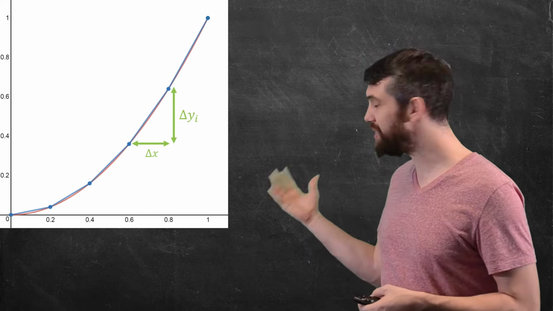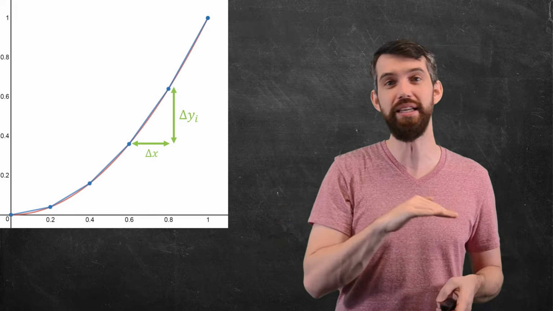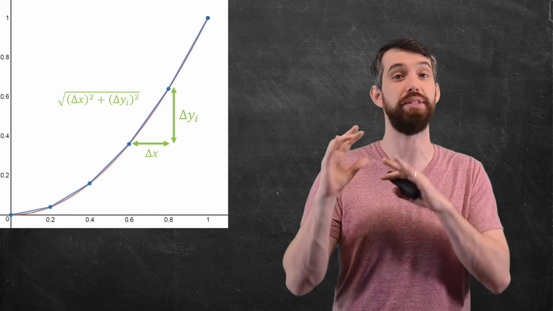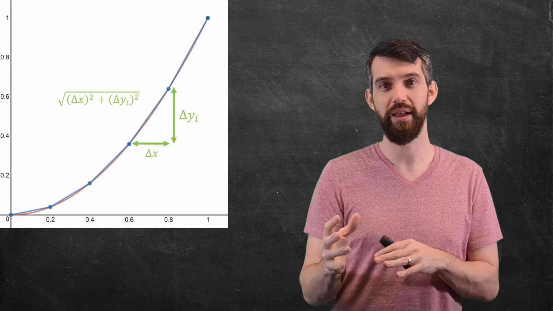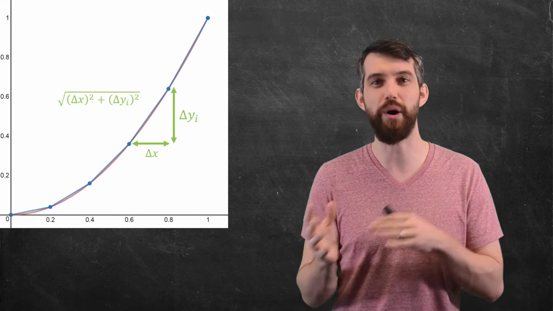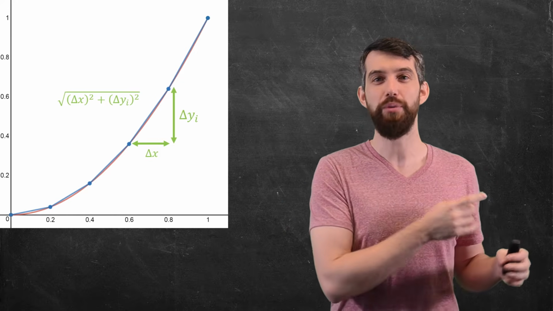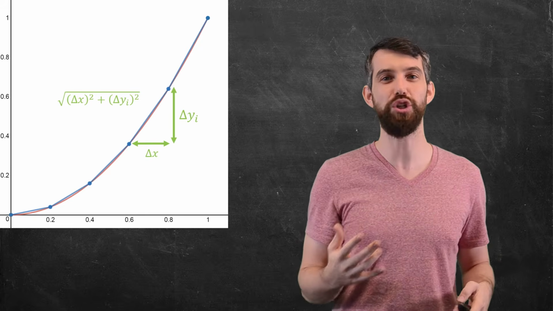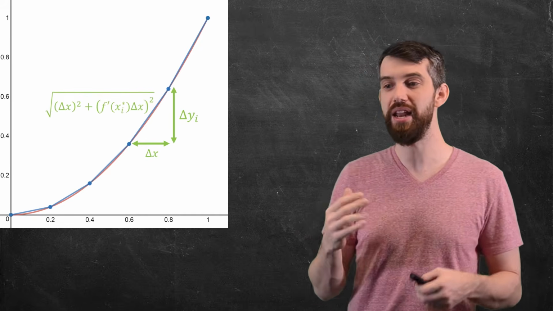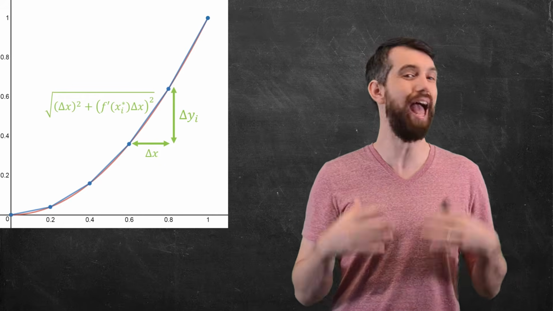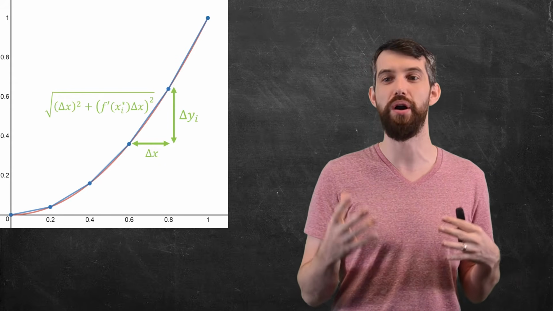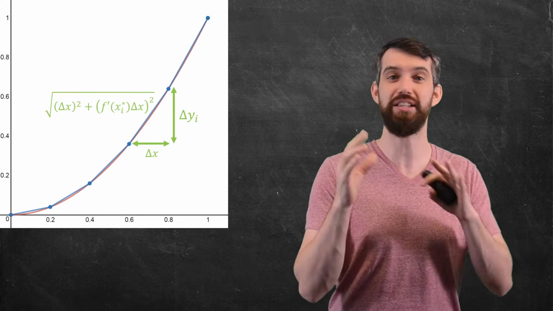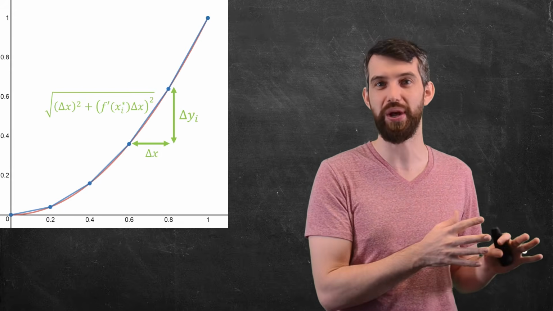Then you could use Pythagoras to figure out the length of that secant line, and the length of that secant line was going to be the square root of delta x squared plus delta y_i squared. And then the final thing, the most important part of the arc length video that we did, was we applied the mean value theorem to replace this delta y_i with instead the derivative of the function at some point x_i star times delta x. Now, I'm not going to repeat why we did that. That's in the arc length video. You can go and take a look at that.